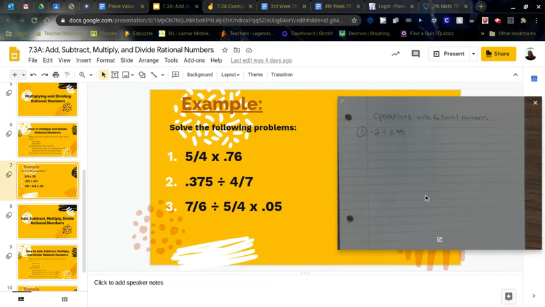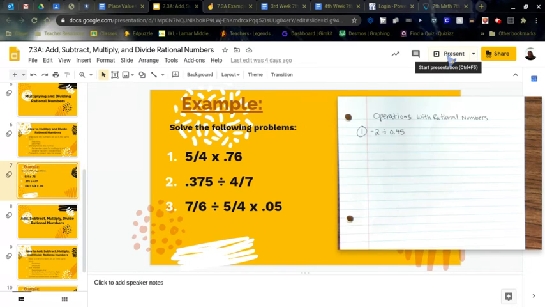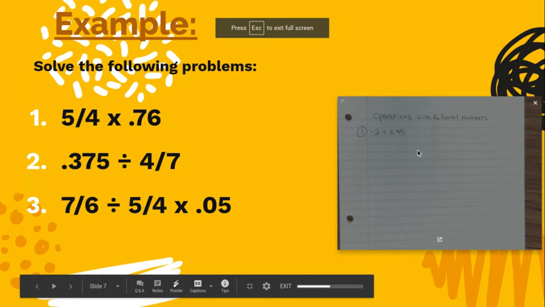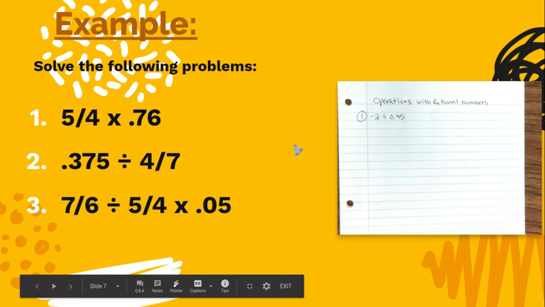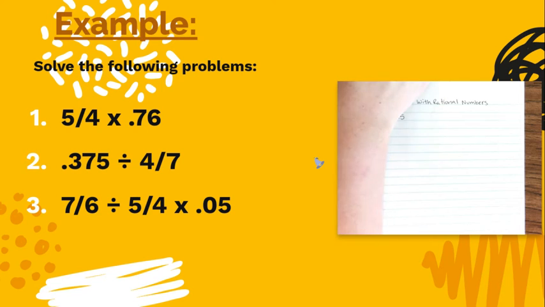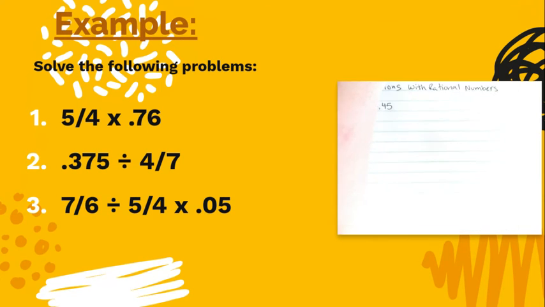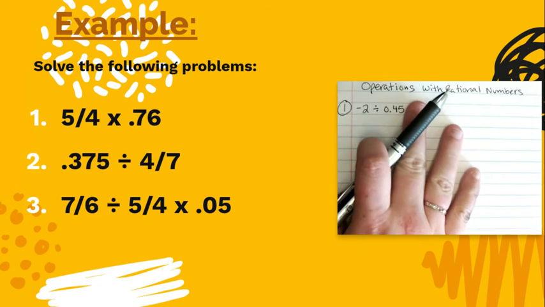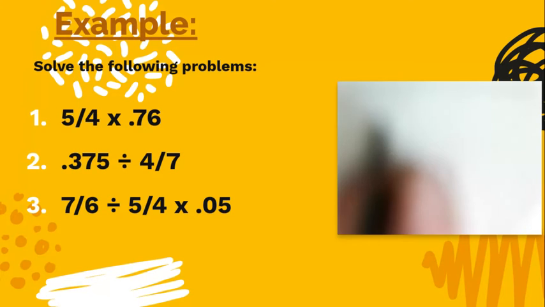Okay, so we're going to do some examples, and I got it hooked up to my document camera so you can see a little bit better here. Okay, so let's see. We're going to do 5.4 times 0.76. So we're going to look at that. I'm going to zoom in a little bit here so you can see a little bit better. Okay, so we're going to do negative 2 divided by 0.45.